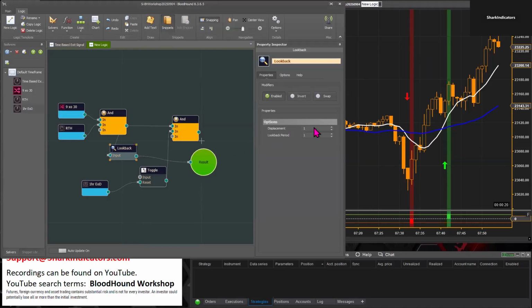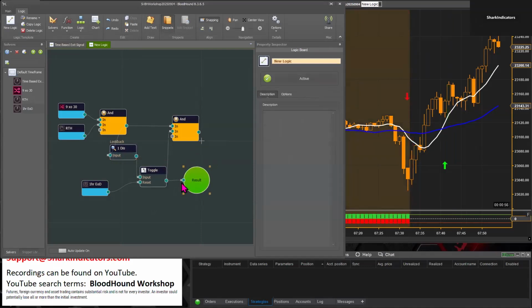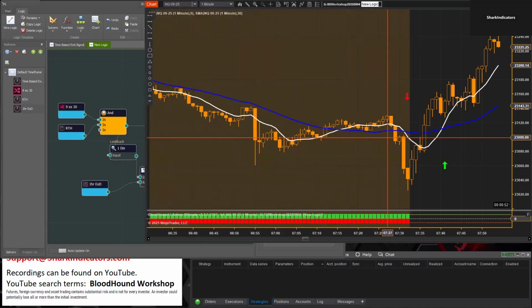So I'm using the displacement function here. Let's name this. There we go. All this look back node is doing is displacing the signal by 1, shifting it forward there. Now I'll plug that into the toggle node. So now let's look at the toggle node. Now the toggle node is actually on for when the first signal comes in.